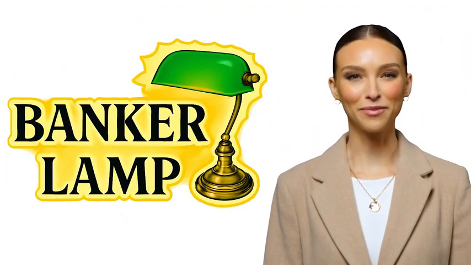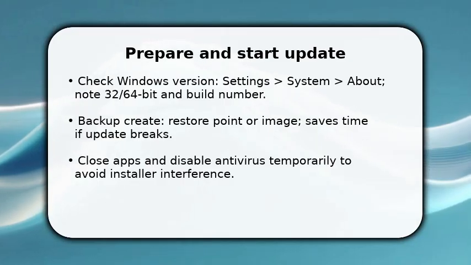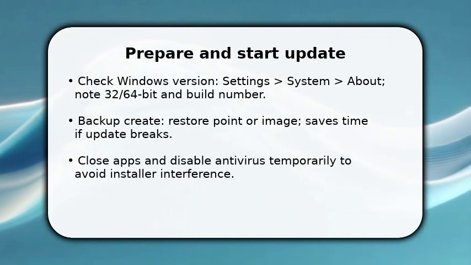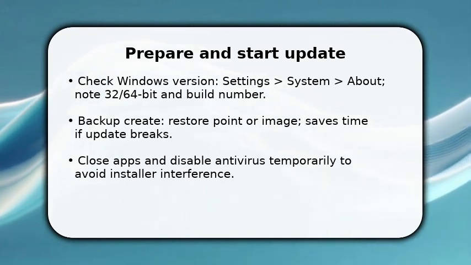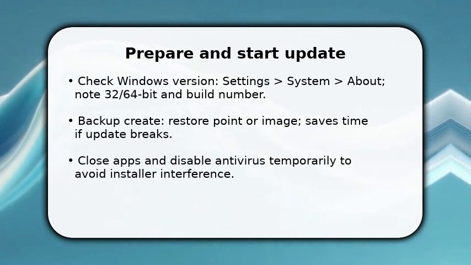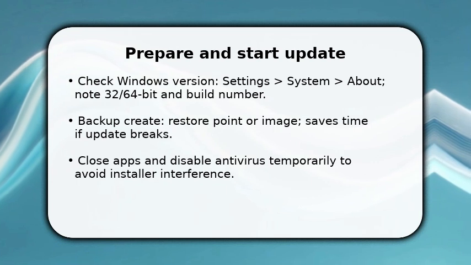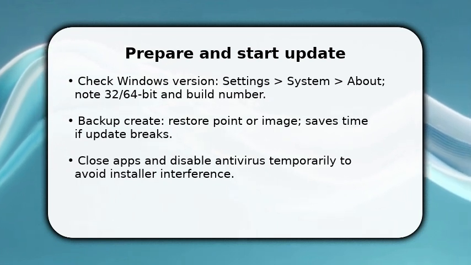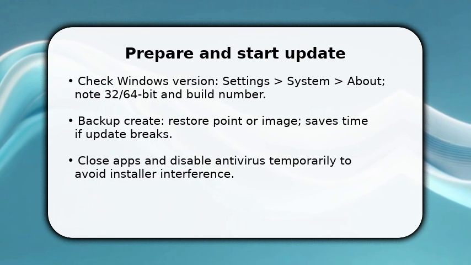You begin by confirming prerequisites. Check your Windows version and whether it is 32-bit or 64-bit, and note the build number so you download the correct package. Next, create a system restore point or quick image. That precaution saves you hours if something goes wrong.